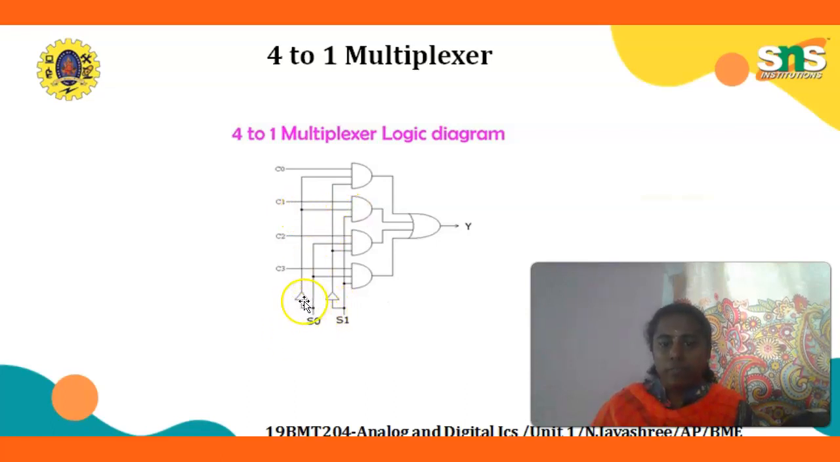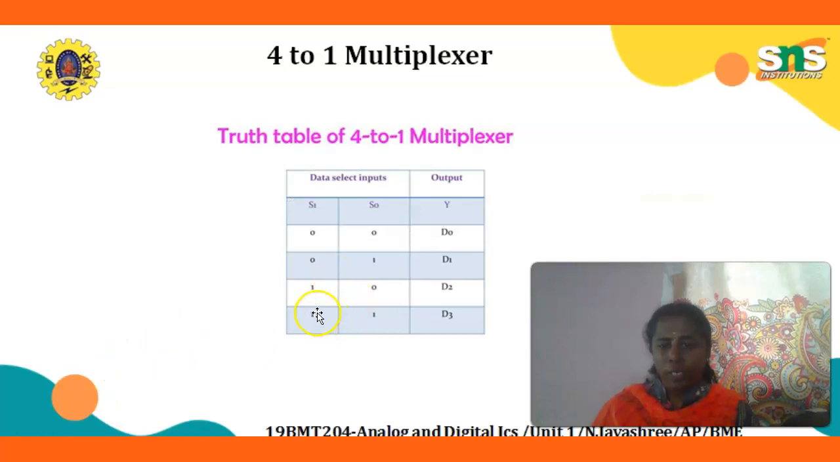Next, after the inverter, 1, 1. So this contains 1, 1. So 0, 0, 0, 1, 1, 0, 1, 1. This combination, for example, if it is 0, 0, the select line is selected, the output is D0. If it is 0, 1, the output is D1. If it is 1, 0, the output is D2. If it is 1, 1, the output is D3.